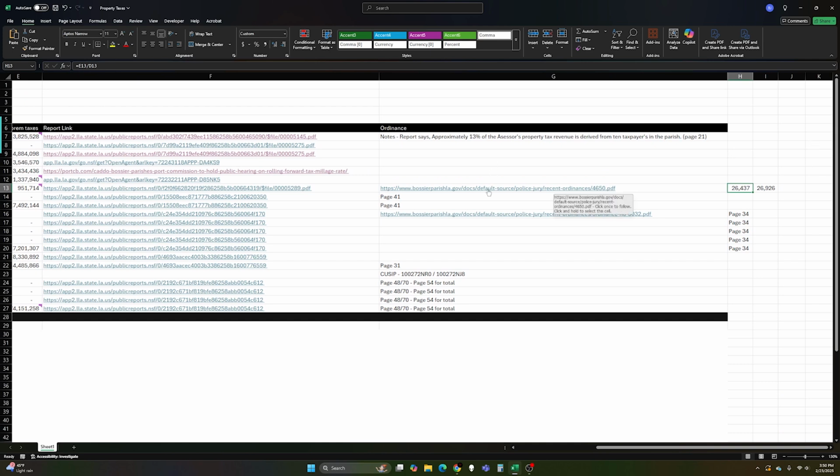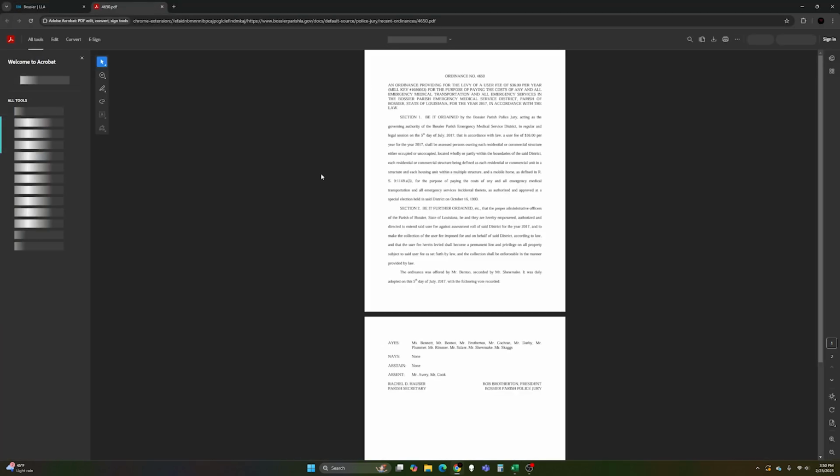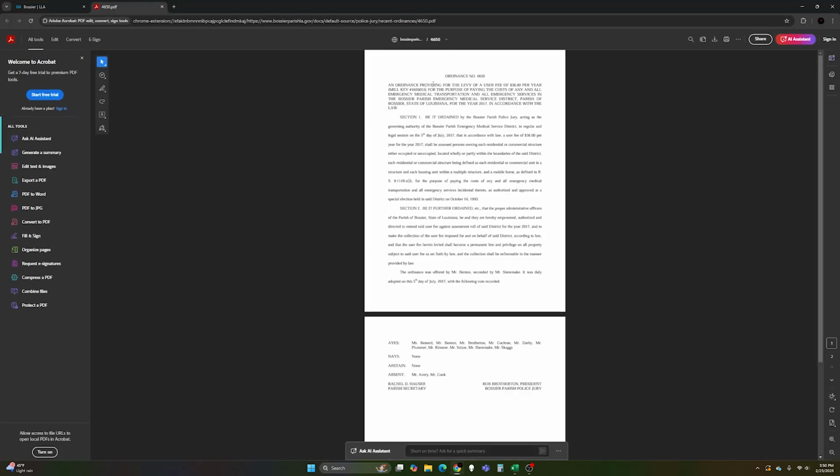Also, I did find the actual ordinance for this, which is interesting. So the ordinance provided for the levy of a user fee of $36 per year for the purpose of paying the cost of any and all emergency medical transportation. So here is what an ordinance looks like right here. This shall become a permanent lien and a privilege on all property subject to said user fee. So this includes even 100% military exempt people.